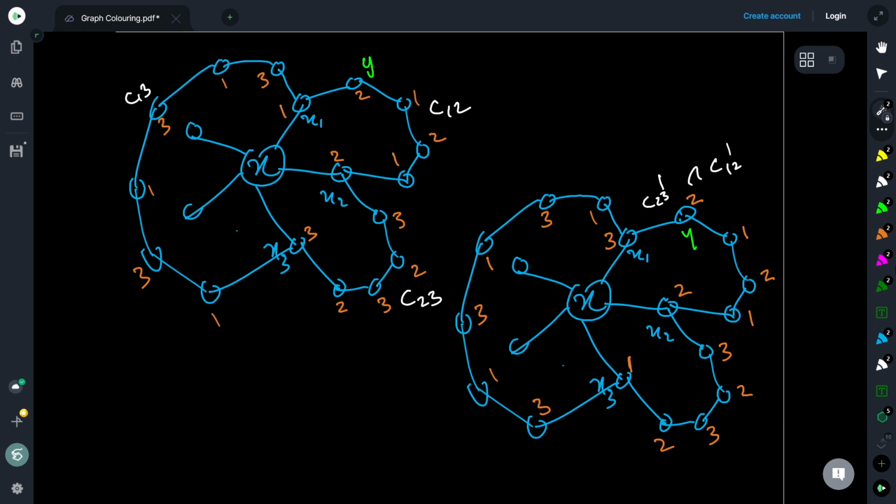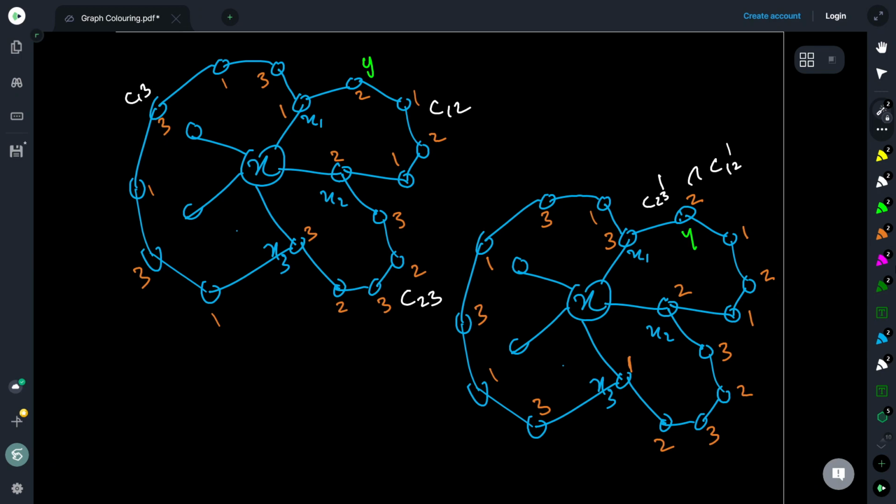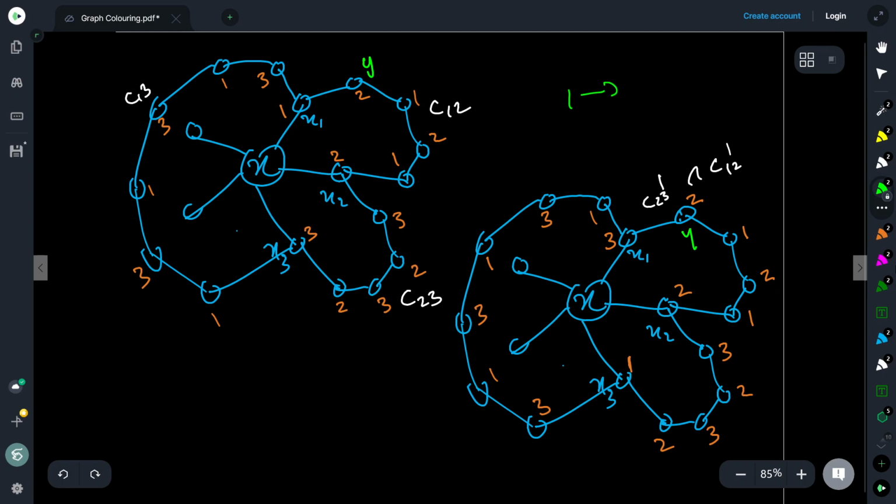But now, once I have this, I take the component C13 and I am going to switch the colors in that component. Because C13 is a component, and we already know it is just a path, I am just going to say that 1 is now 3 and 3 is now 1. So I interchange the colors 1 and 3 in C13.